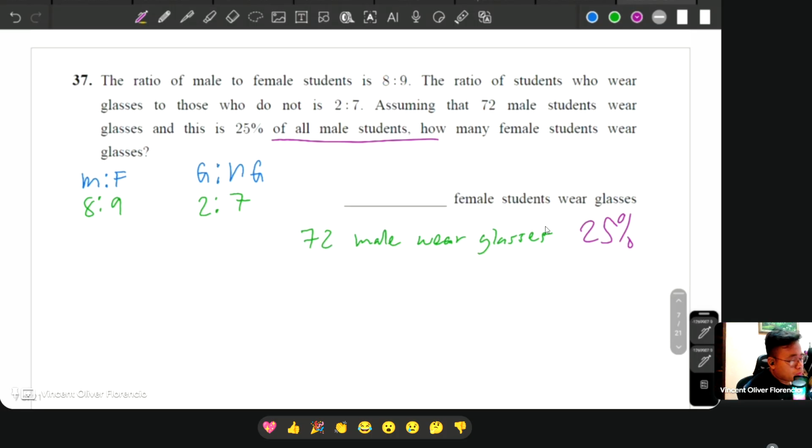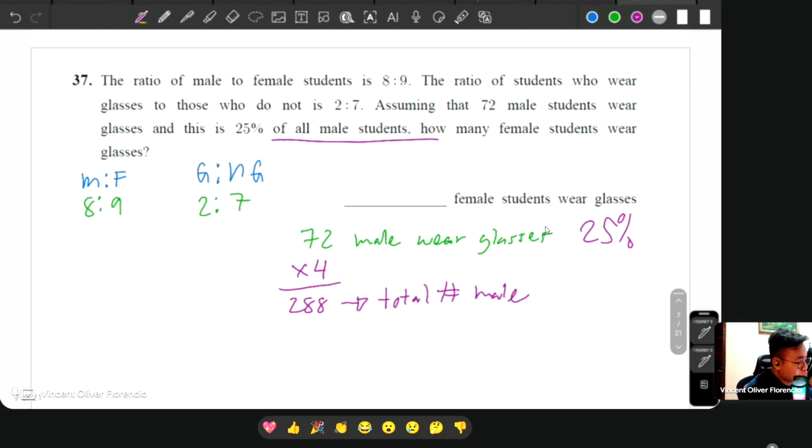Now, when you say 1/4, it's like you cut something into 4, right? You divided something into 4. So if 72 is just 1/4, to get the whole thing, you have to multiply this by 4. Now 72 times 4 is going to be 288. This 288 here is the total number of male students, because 1/4, or 25%, of 288 is 72.